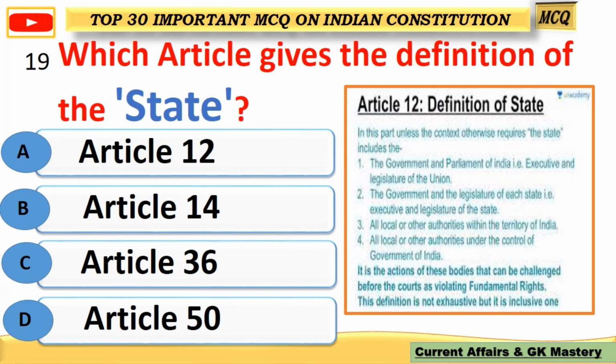Next, which article gives the definition of the state? A. Article 12. B. Article 14. C. Article 36. D. Article 50. The correct answer is A. Article 12.